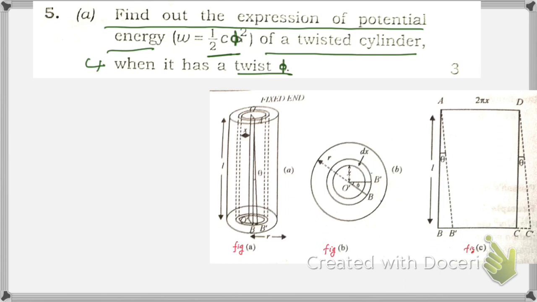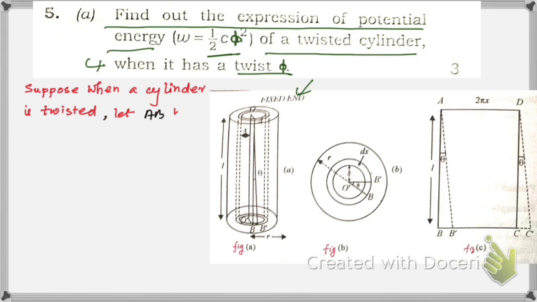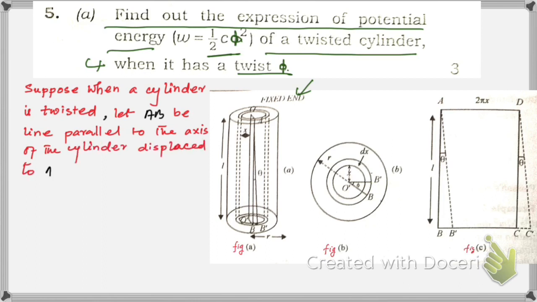So now you see, here what we have done: we have considered a cylinder as shown in this figure, and it is twisted. Let AB be the line parallel to the axis of the cylinder, displaced to AB dash, right?